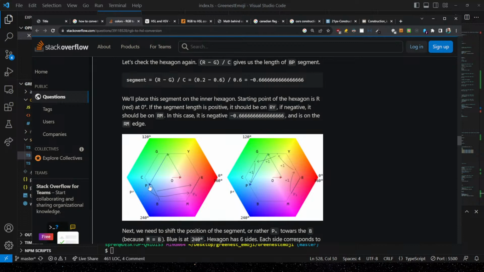So here's the BP segment. So it's blue to P. And I guess if B wasn't the largest, we would be looking for a different distance, which I guess explains why there's three different conditions. Okay.